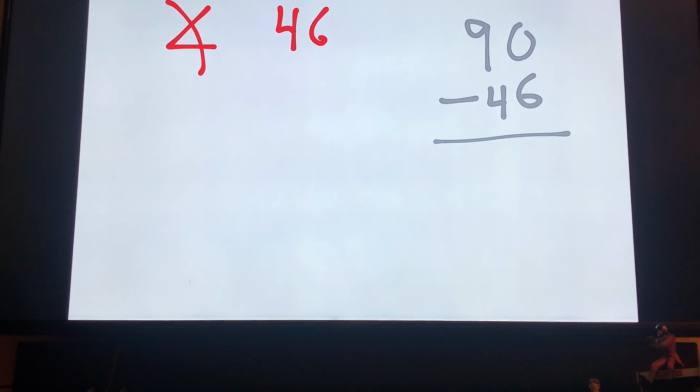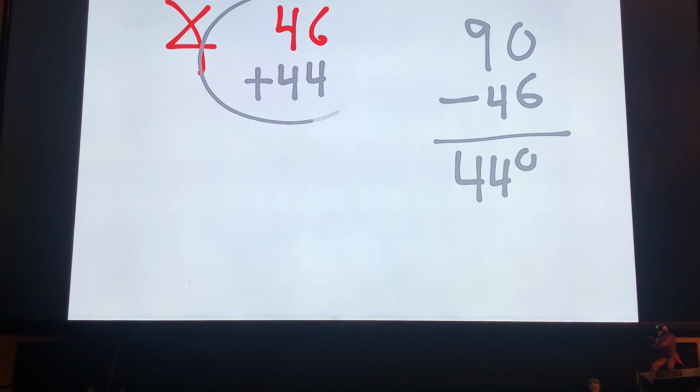It says, find the measure of the complement and supplement if angle A's measure is 46. So if angle A is 46, well, a complementary angle has to be what we said? We said that's 90. So if you're curious, how do we find that? Well, we can subtract 46 from 90, and that's going to tell us the other angle that we need. So what do you guys get when you subtract 46 from 90? You get 44. So our other angle, in order to make that, was 44. And that should give us a complementary angle.